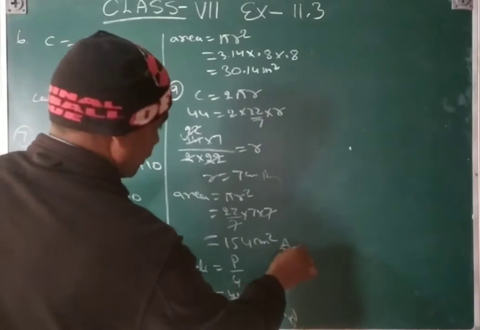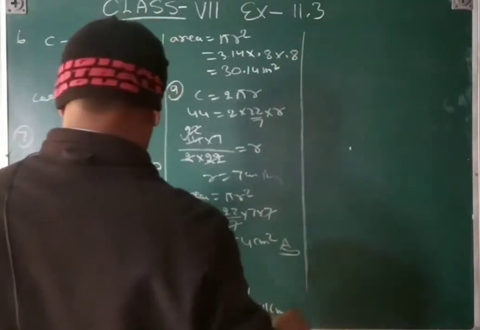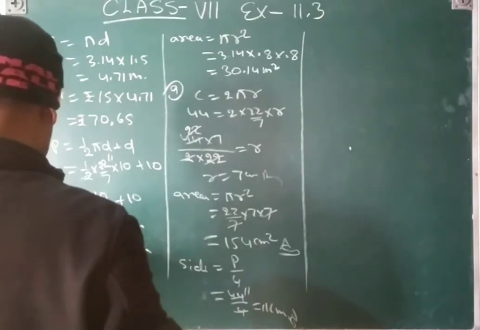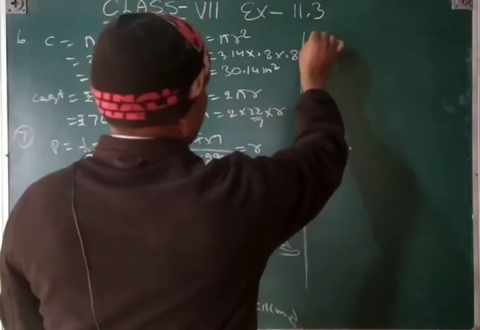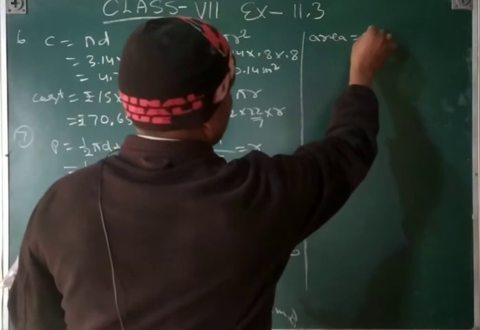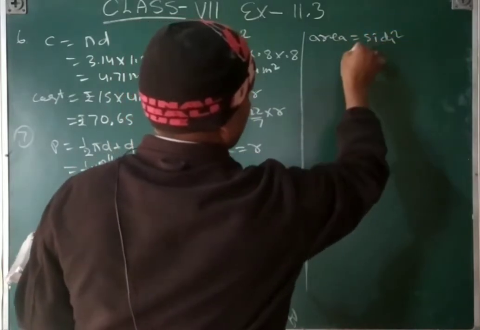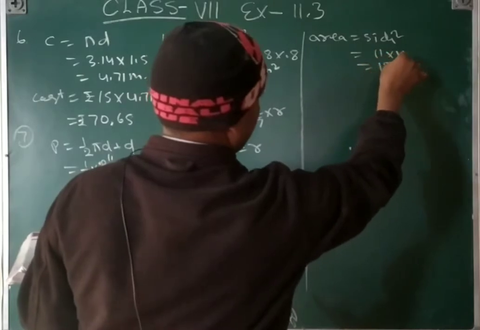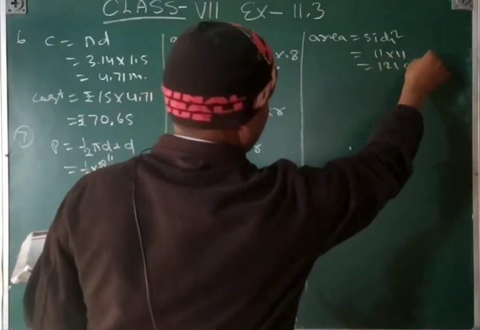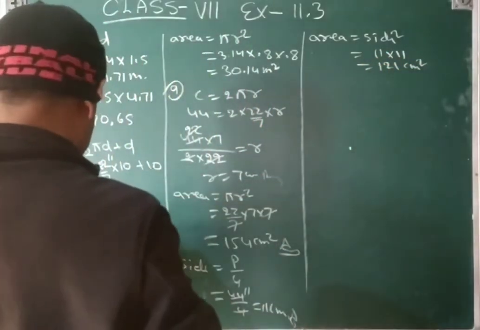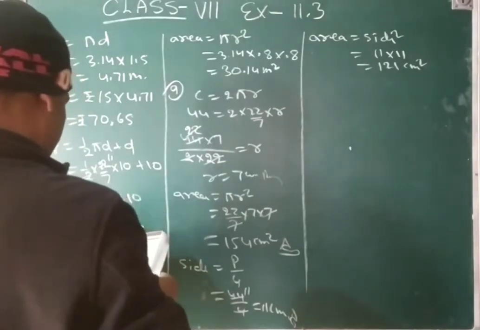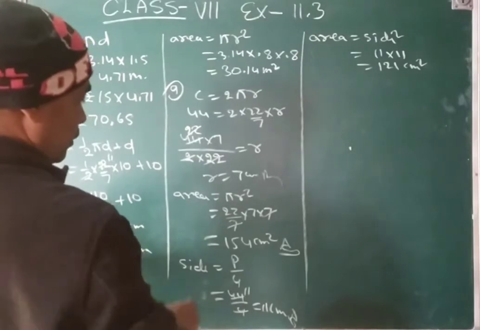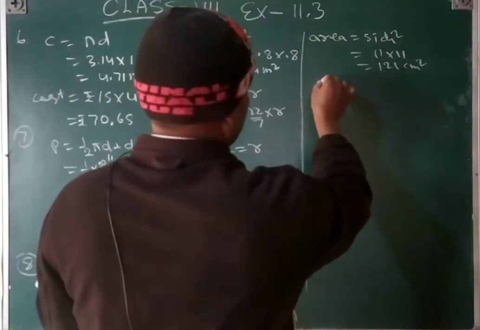This one is also an answer. And then it is asking for the area also. Area of square. So area of square is equal to, we know, side square. That means 11 multiply 11, that is 121 centimeter square. 121 centimeter square. And then which figure includes more area? Which figure includes more area? The circular figure.